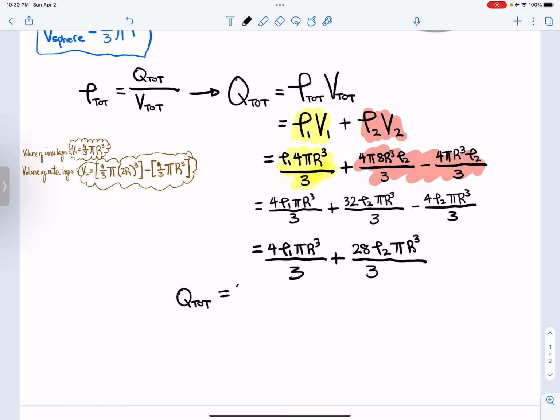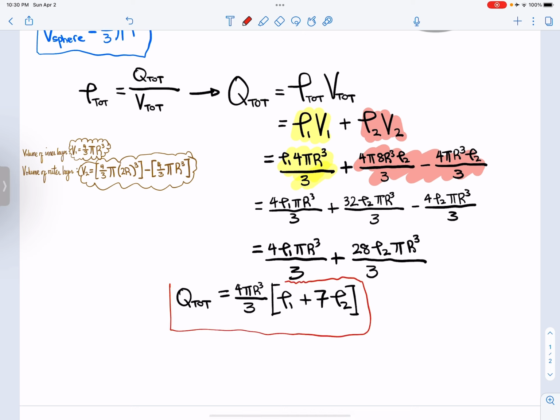Okay, so my answer for part A is my total charge is equal to, I'm going to factor some stuff out, like 4 pi r cubed divided by 3, so rho 1 plus 7 rho 2. Okay, so that is my total charge of my ball. This is my final answer for part A.